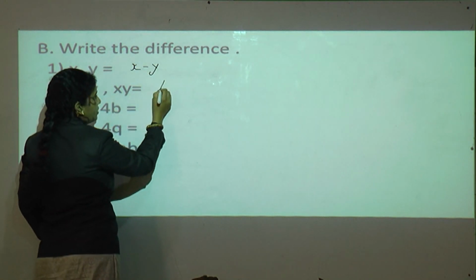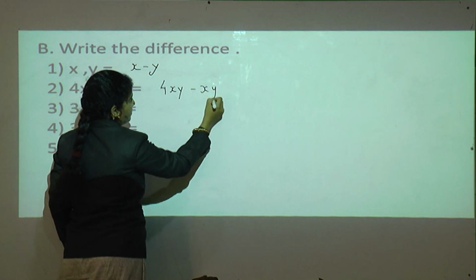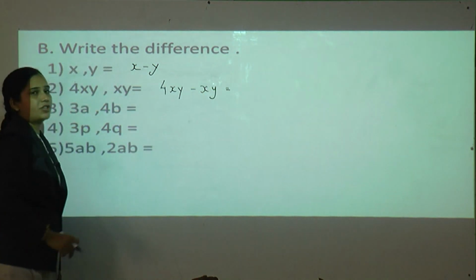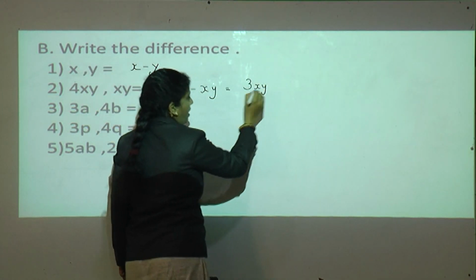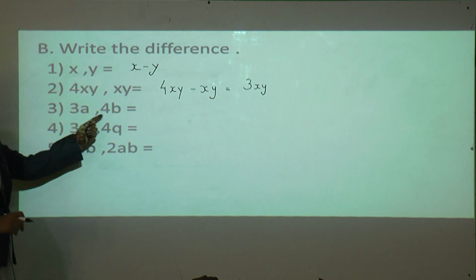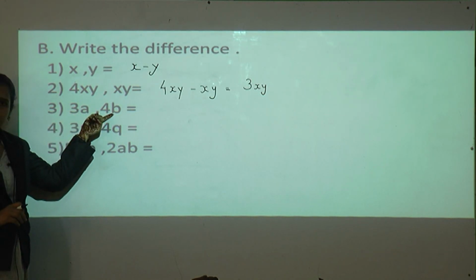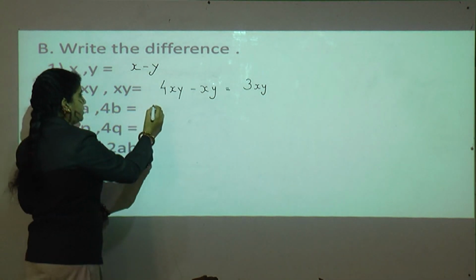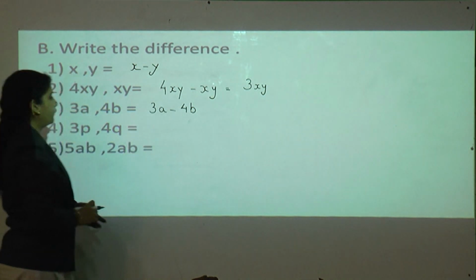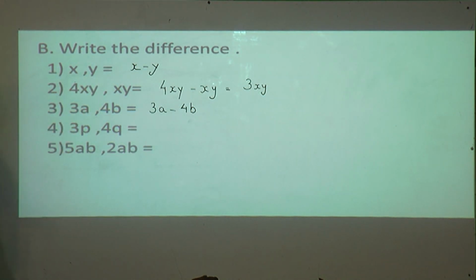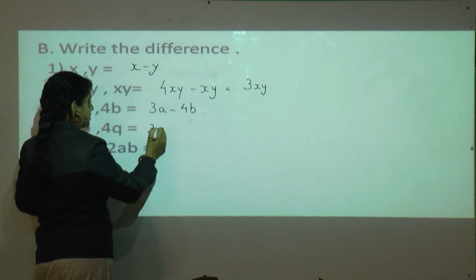Now tell me answer, students. Yeah, 4xy minus xy, again after subtraction we will get 3xy. Here 3a and 4b. Now you tell me the answer. These are the unlike terms. So very good. 3a minus 4b. 3p and 4q. Yes, both are unlike terms.